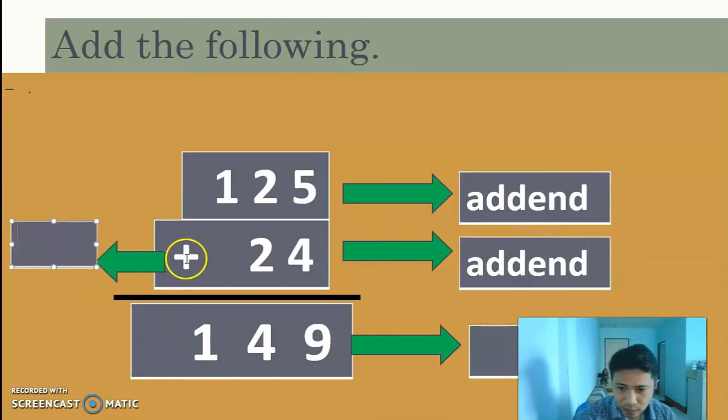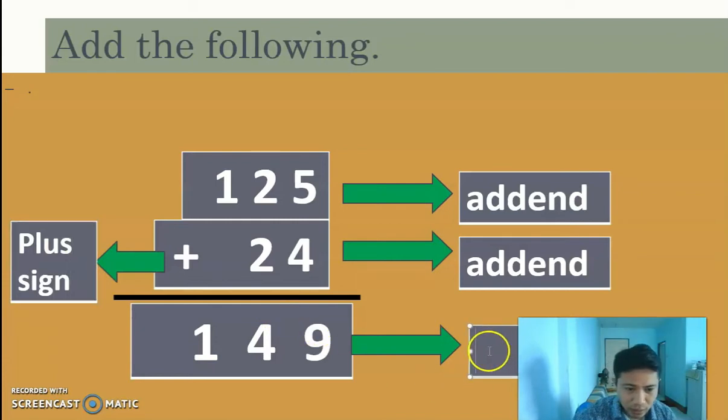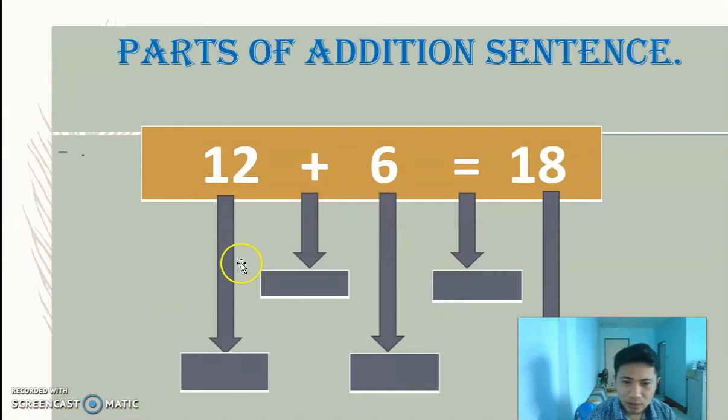And this one here is the plus sign, or the plus symbol. And of course, the answer here, which is 149, we call this sum. So sum again is the answer of your addition, or answer of your addition sentence. And whether it is written in vertical way or horizontal way, the parts of addition sentence will not change.